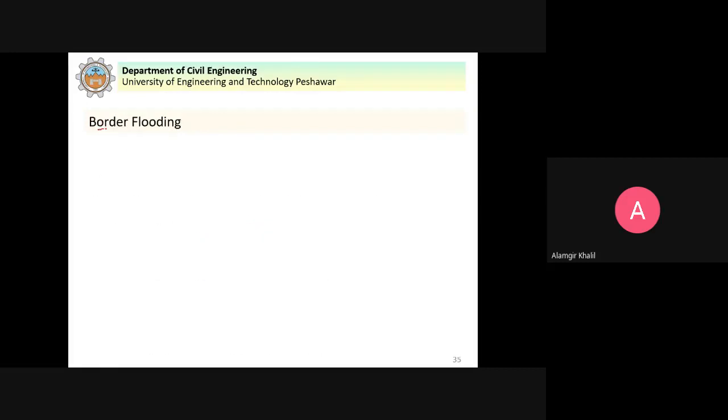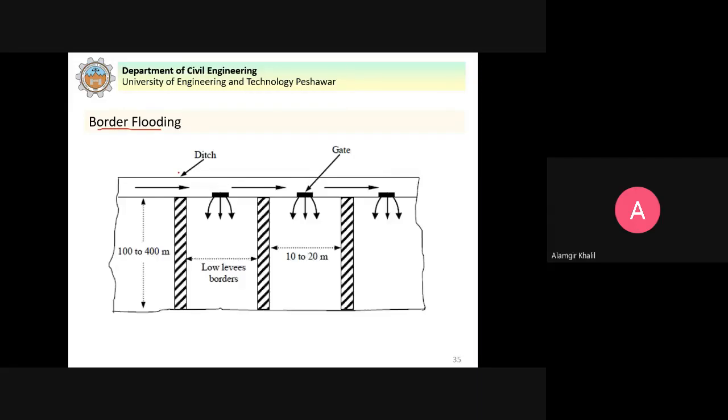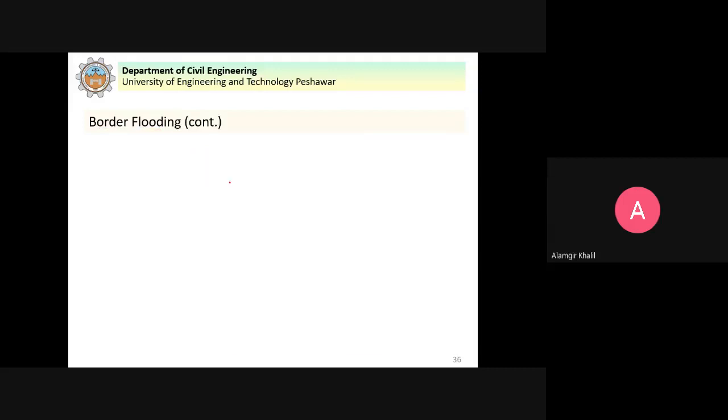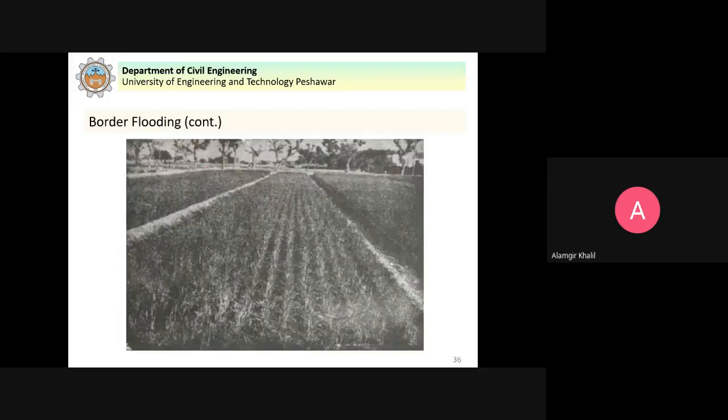Next we have border flooding. In border flooding, you can see that we make these borders. We divide the land into strips. This is how you can see. The land is divided by these borders into these strips. You can see here. So this is border flooding. And then the area is flooded with water.